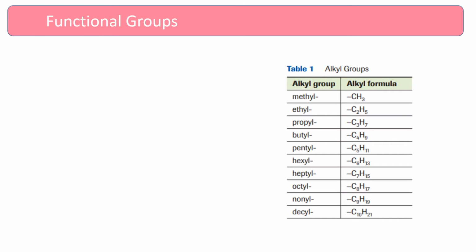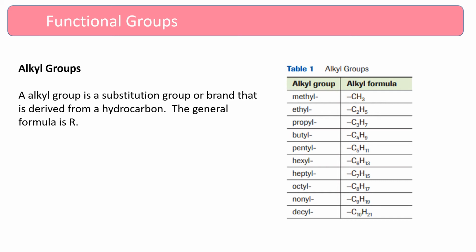Now, let's talk about the alkyl groups. An alkyl group is a substitution group or branch that is derived from a hydrocarbon. The general name used for these is R. Alkyl groups are branches off the main chain.